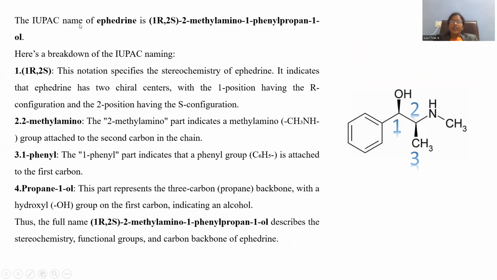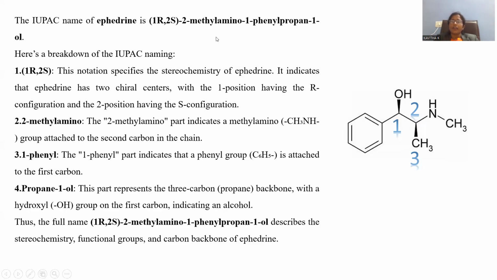IUPAC name of ephedrine. IUPAC denotes International Union for Pure and Applied Chemistry. According to the IUPAC, the naming is provided in a systematic manner. Ephedrine is named as 1R,2S, 2-methylamino, 1-phenylpropan-1-ol. The skeletal structure has a 3-carbon chain, where we can notice side chains like N-methyl on one side and phenyl on the other side, and the absolute configuration is also measured over the first and second carbon atoms, both of which are chiral centers, so that 1R,2S is the absolute configuration. RS notations are also provided.